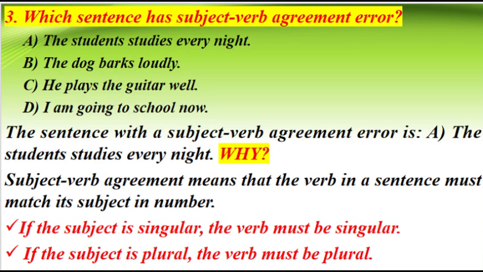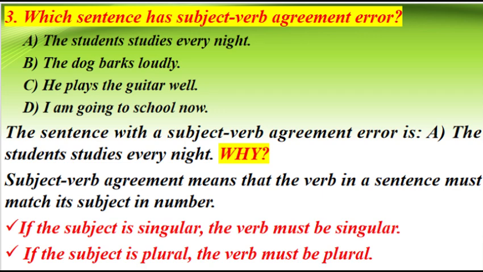3. Which sentence has a subject-verb agreement error? A. The student studies every night. B. The dog barks loudly. C. He plays the guitar well. D. I am going to school now. The sentence with a subject-verb agreement error is A. The student studies every night.